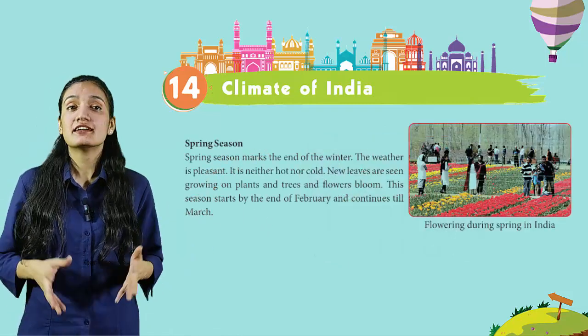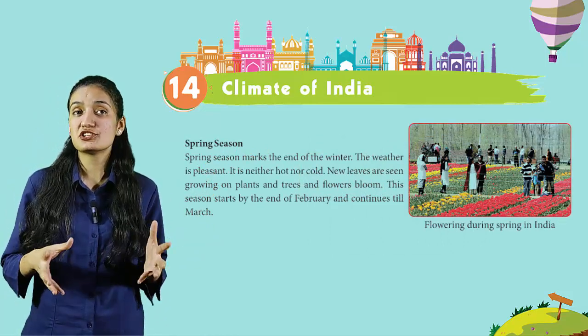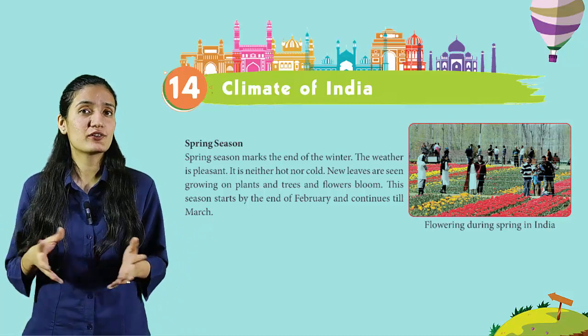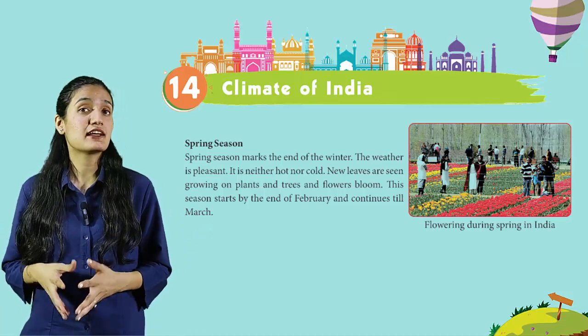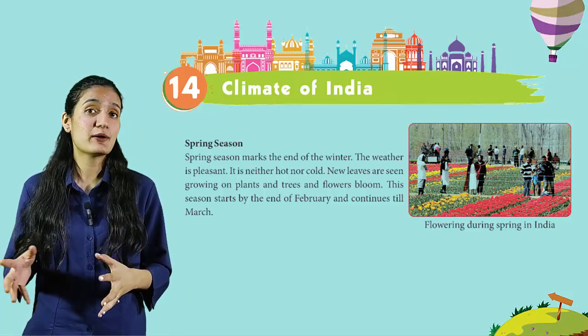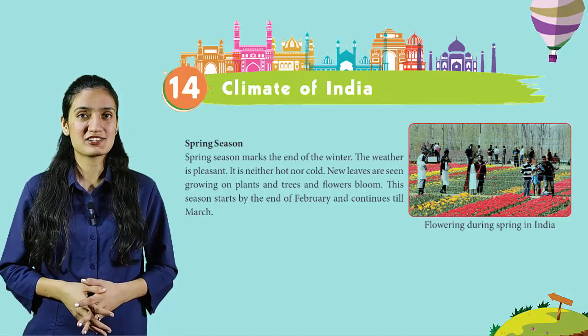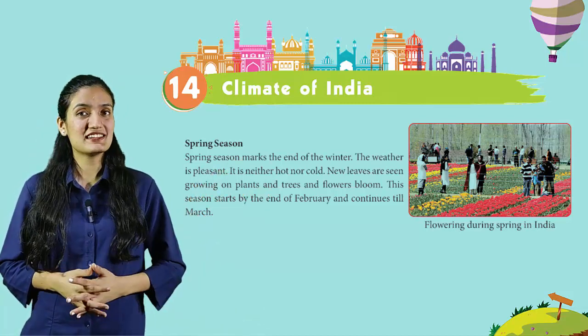Spring season. Spring season marks the end of the winter. The weather is pleasant. It is neither hot nor cold. New leaves are seen growing on plants and trees and flowers bloom. This season starts by the end of February and continues till March. Here you can see in the picture flowering during spring in India.